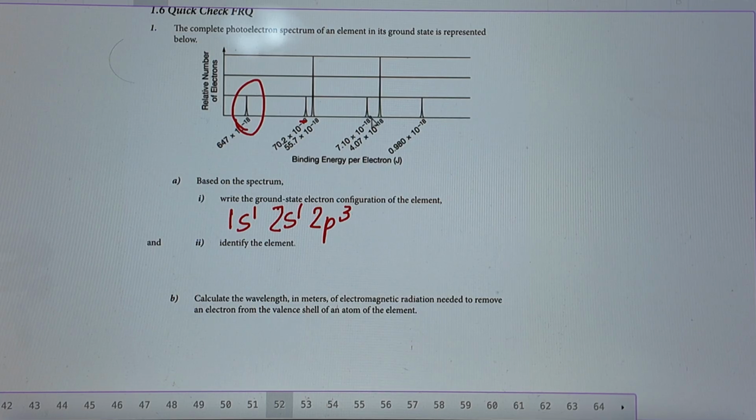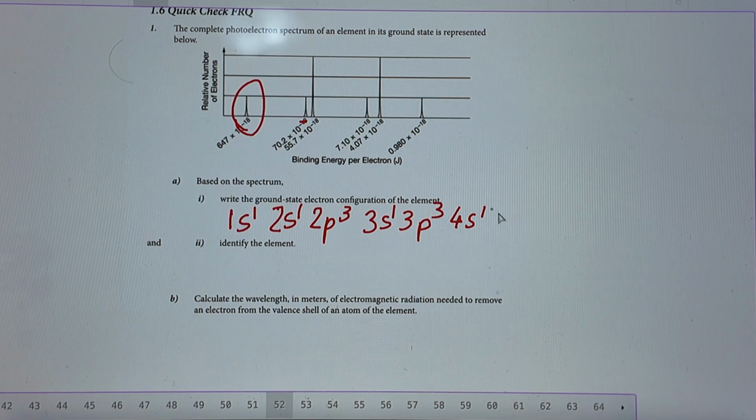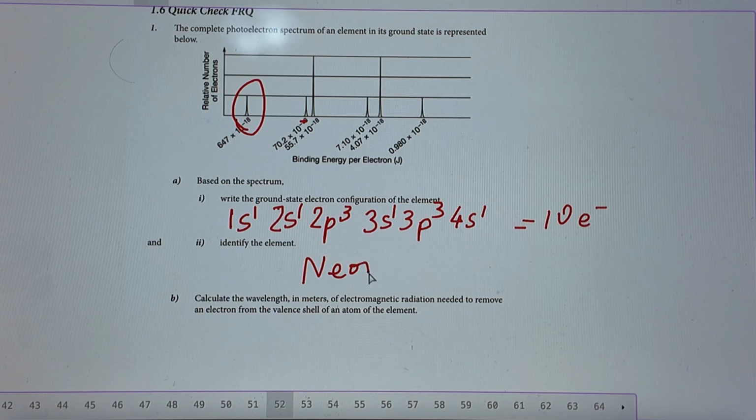And then we have 3s1. Then we have 3p3. And then we have 4s1. Now, if we add all this up, we would get, let's see, 1 plus 1 plus 3 is 5, plus 1 is 6, plus 3 is 9, plus 1 is 10 electrons. And if you look at the periodic table, 10 electrons would be neon. So that would be neon.